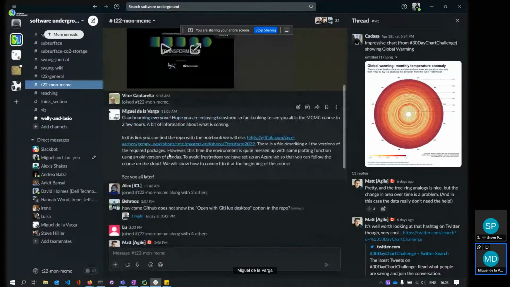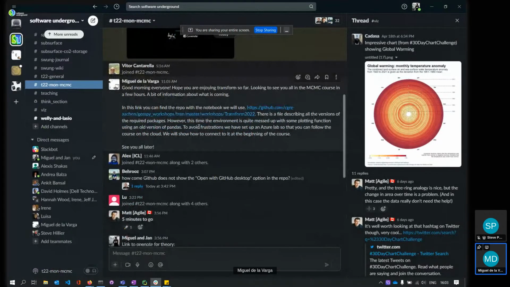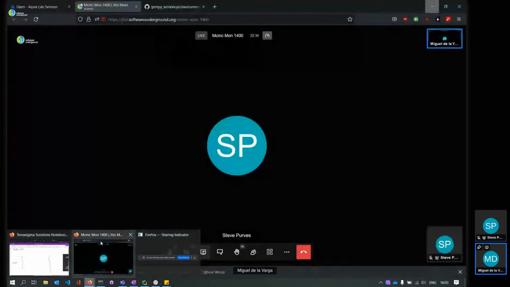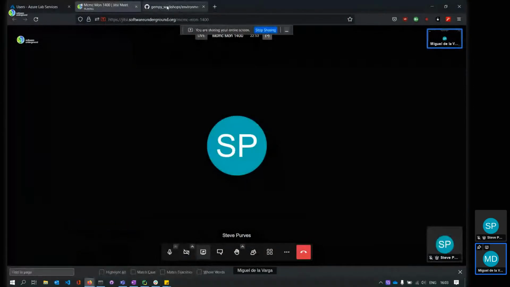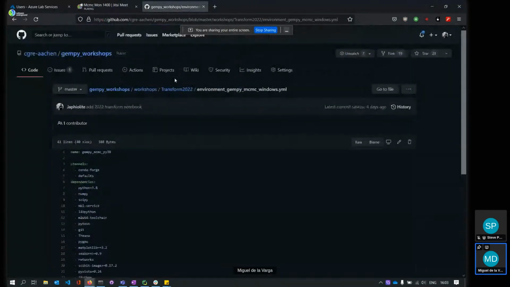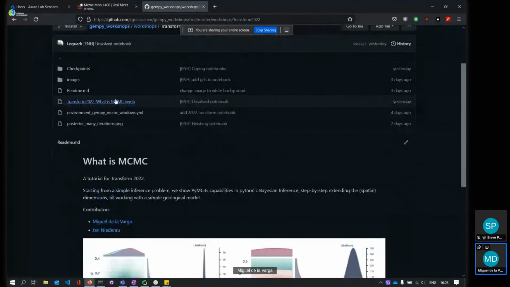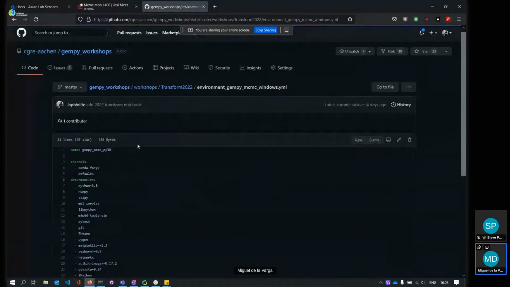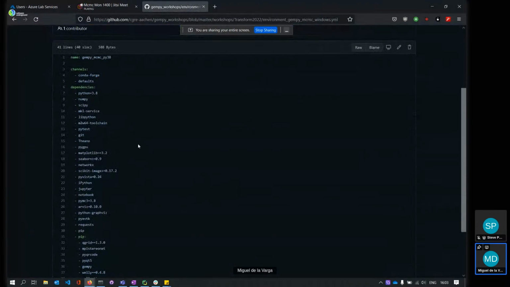So I was coming here to the Slack channel and clicking the first link that I added, which takes us here. This is the notebook that we are going to use. I was talking about the environments. Any GemPy environment that is working will do, and anybody who later wants a working environment can follow the steps of how to install GemPy from the previous Transform, for example.